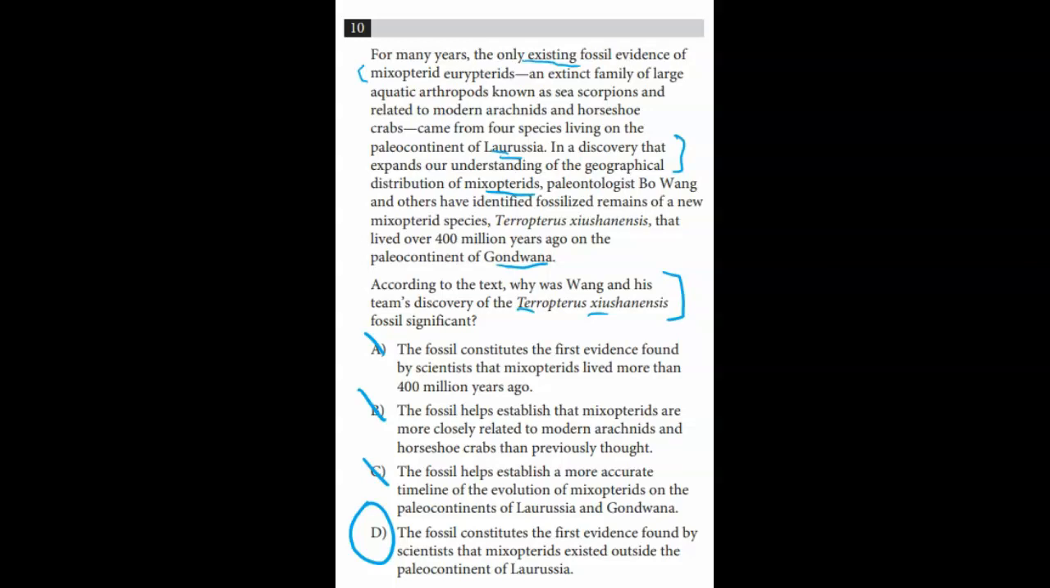What does that mean? It means that they don't only exist on Laurussia. So D is going to be the correct answer because it's also the only one that mentions where they were found, not the inferences made. So D is the correct answer.